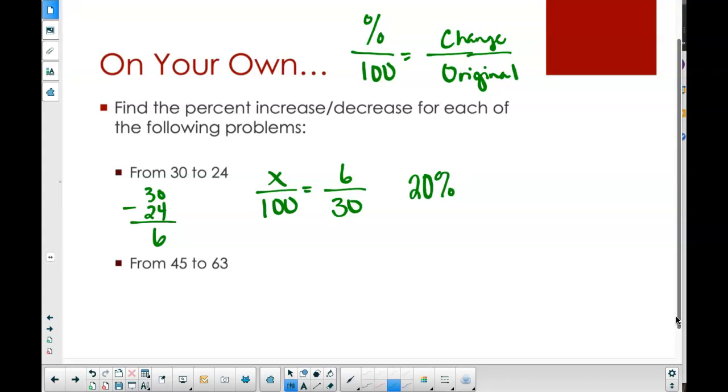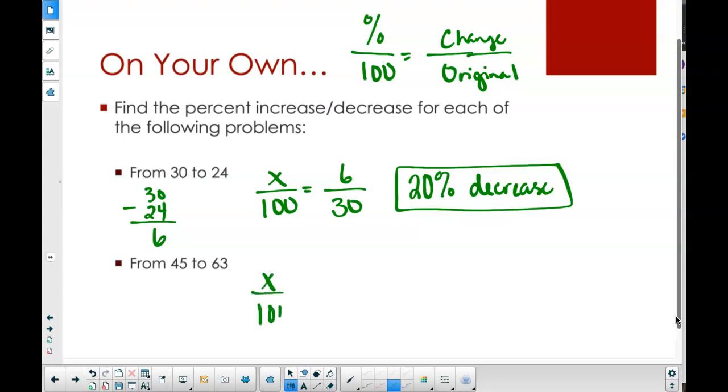Is it an increase or a decrease? Go ahead, Brinley. Decrease. So 20% decrease. Questions there? Okay, how about the next one? How did you set that one up? Go ahead, Tyler. X over 100, 18 over 45.